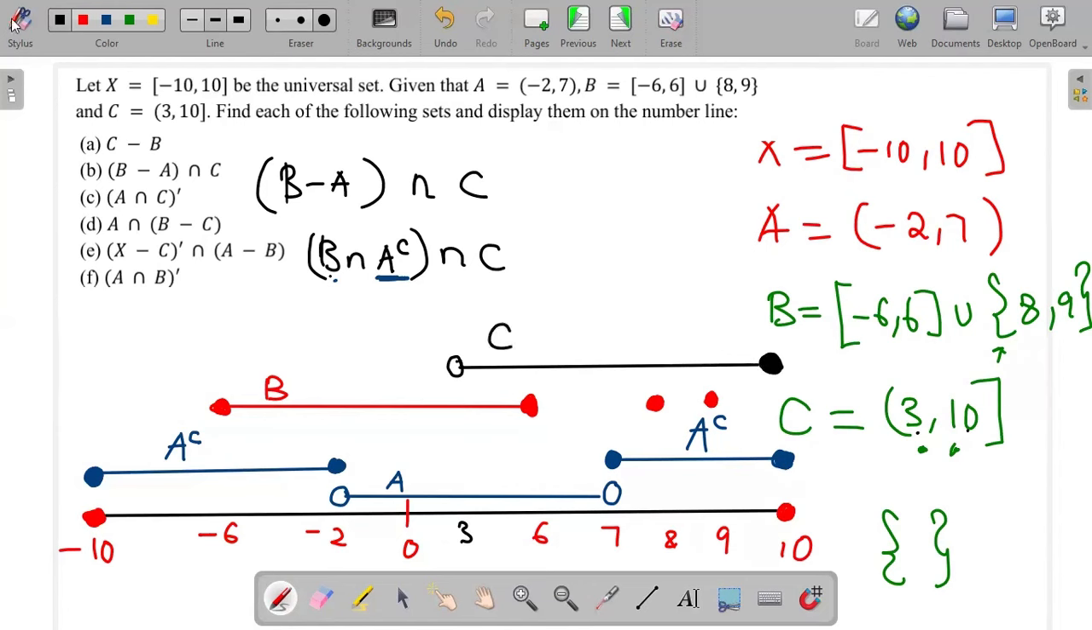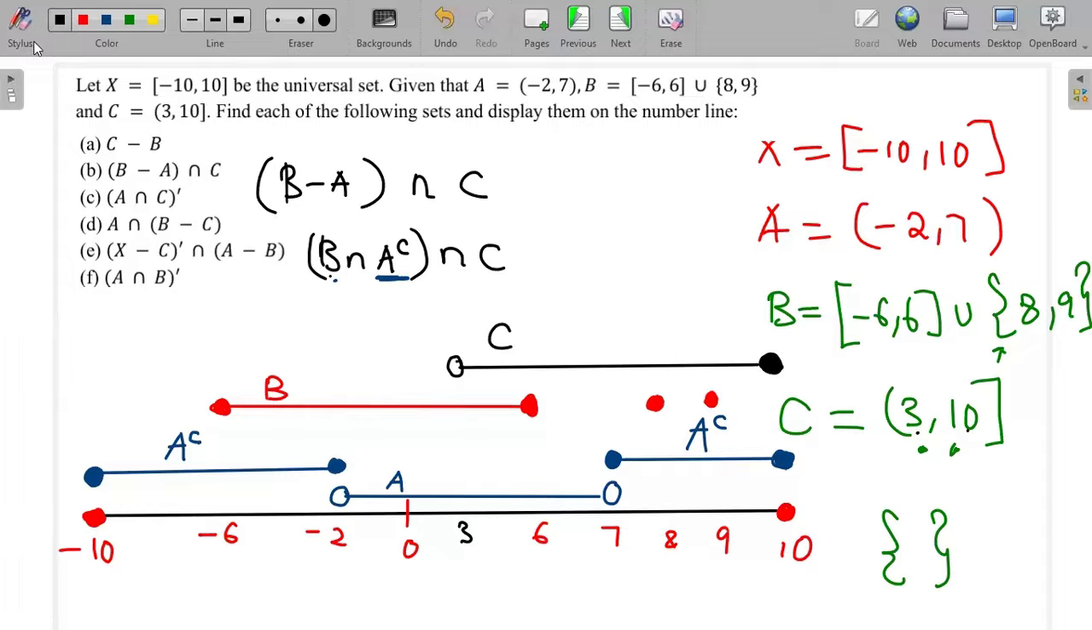C. Okay, so now the question demands that I should look for a point where the set B, the set A complement, and the set C are actually overlapping each other, like they are on top of each other. Okay, so which point can we see there that overlaps all the three? Anyone who can try. Which points are overlapping all the three sets, the B, the A complement, and the C?